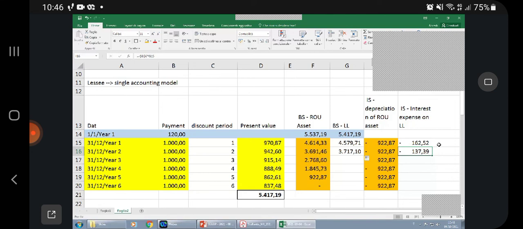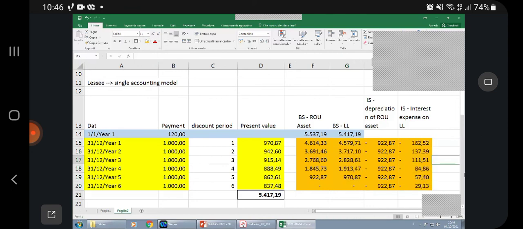And if I copy the formula until the end, as you can see, the lease liability at the end of the last year is equal to 0, because after the payment of the last installment, we do not have any other commitments, and so the lease liability is equal to 0.